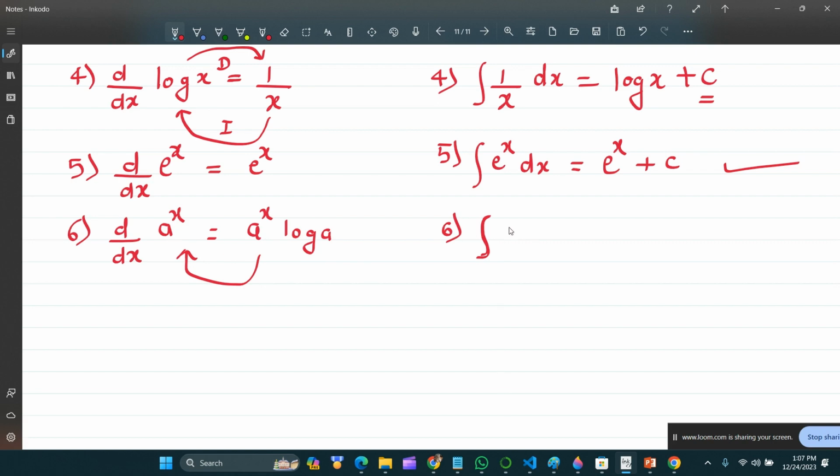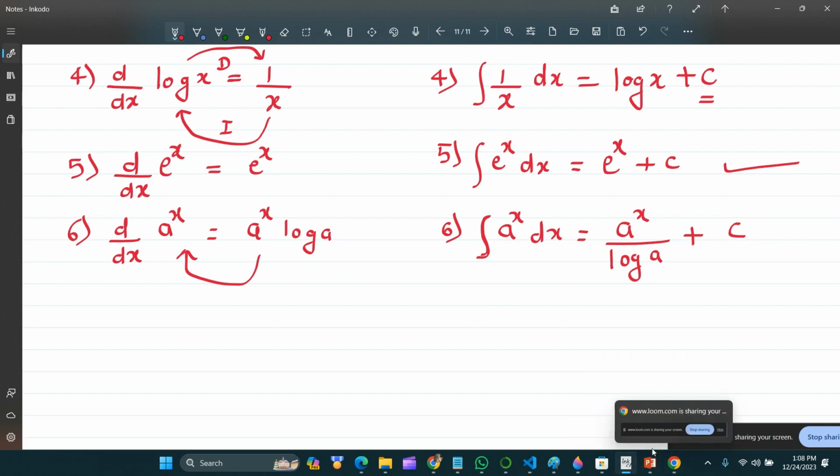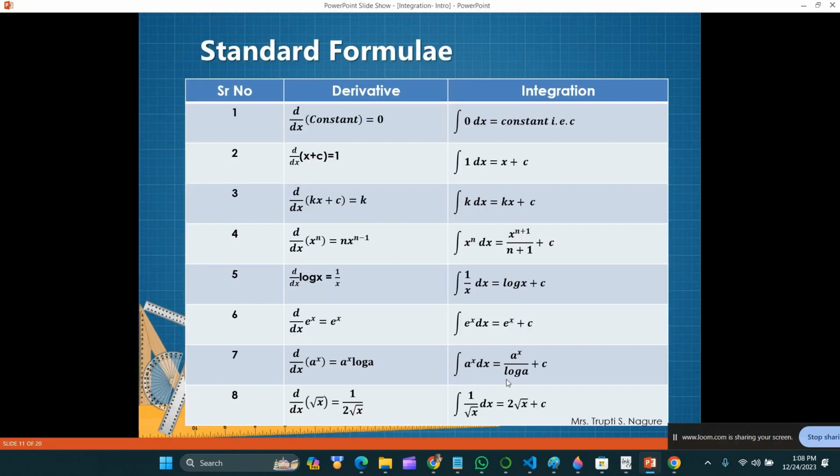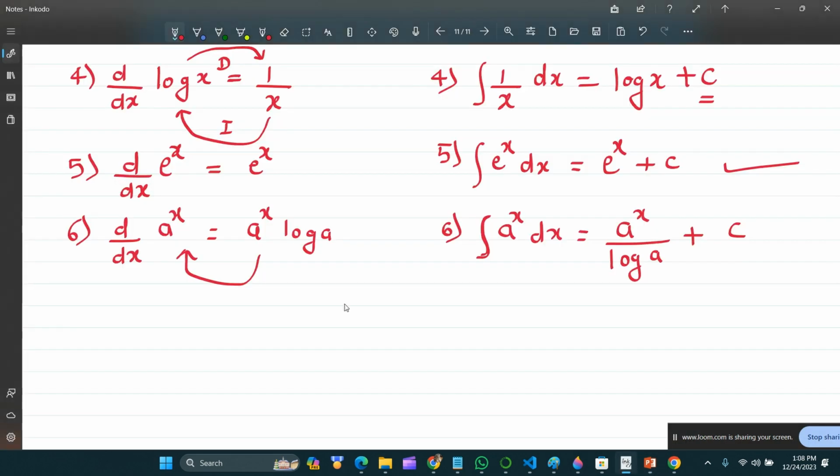Therefore, the formula for a raised to x is exactly opposite to the derivative. Meaning, in the derivative you multiply by log a, so here you have to divide a raised to x by log a, plus c. We have to add plus c over here. Okay, so these are basic formulas.